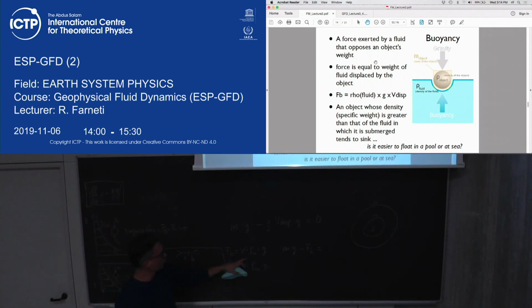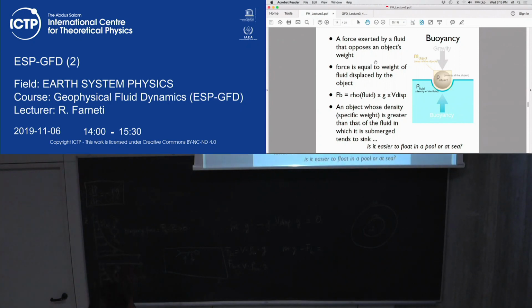If I swim in a swimming pool, I have the density of the fresh water. If I swim at sea, the buoyancy force is proportional to the density of the sea. And the density of the sea is higher than the density of fresh water. So the buoyancy force that I feel when I swim at sea is going to be higher. So is it easier to float in a swimming pool or in the sea? In the sea is much easier because the buoyancy force that you feel is much larger.